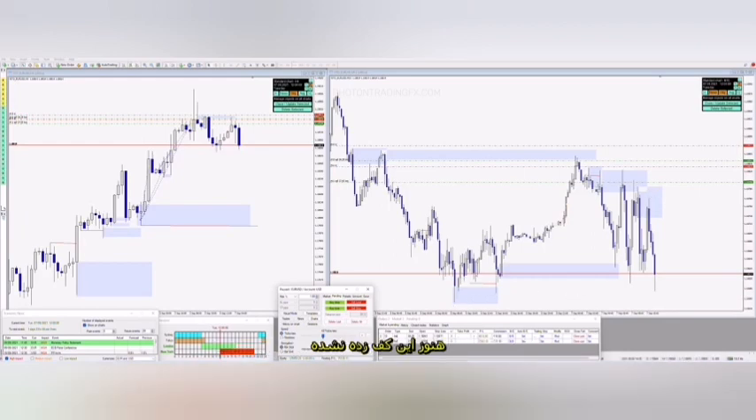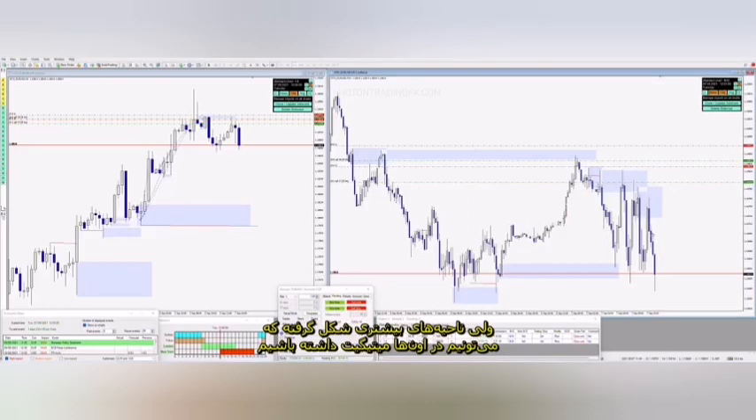Okay, we haven't taken out this low just yet, but we have formed another zone, so potentially we may get more mitigations here.